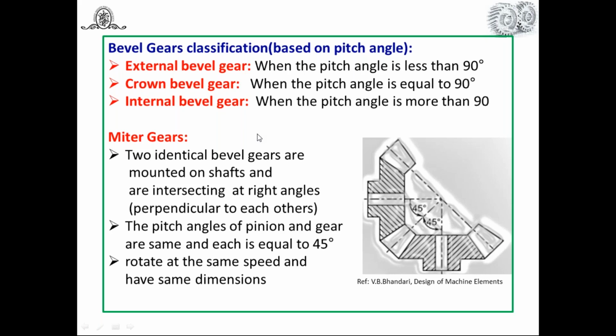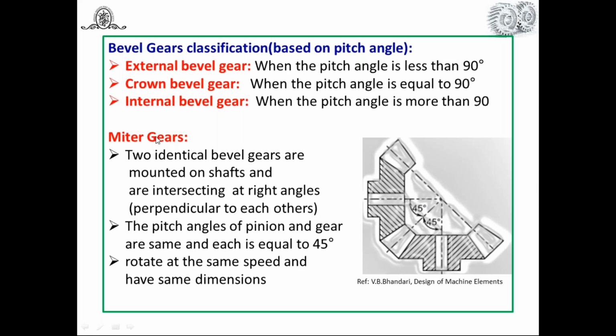But based on that, I will discuss another classification with you. These gears are also known as miter gears. Miter gears means, look at this, pitch angle of the pinion and pitch angle of the gear are the same, 45, 45. Second, these are two identical bevel gears, meaning the bevel pinion and bevel gear are the same size, and they are mounted on shafts intersecting at a right angle. Look at this. This angle is 90 degrees. So you can say such a gear is a miter gear.